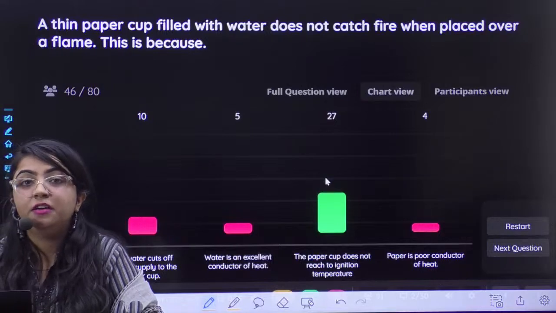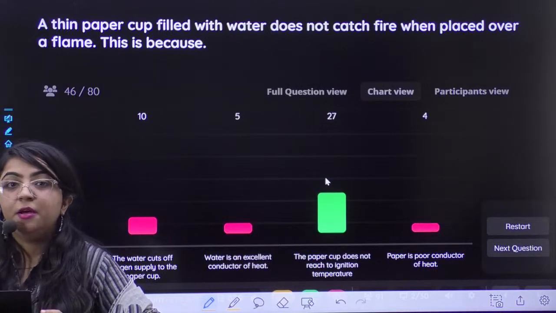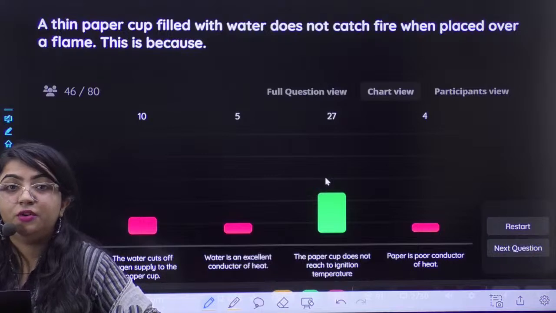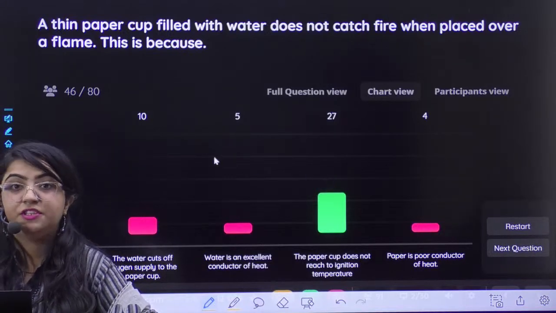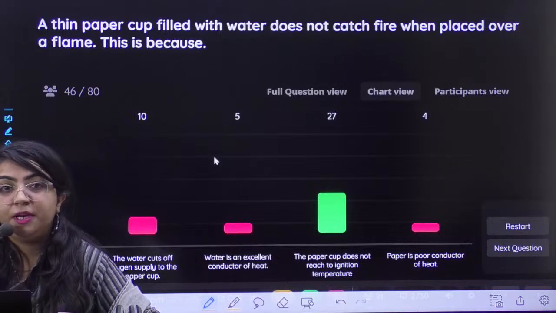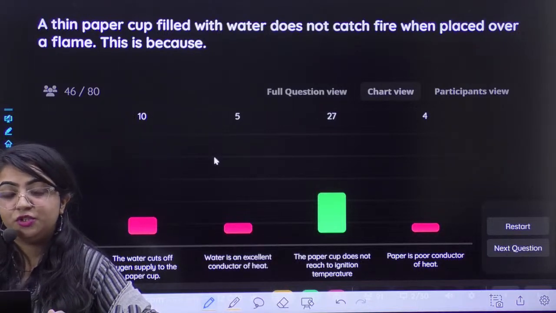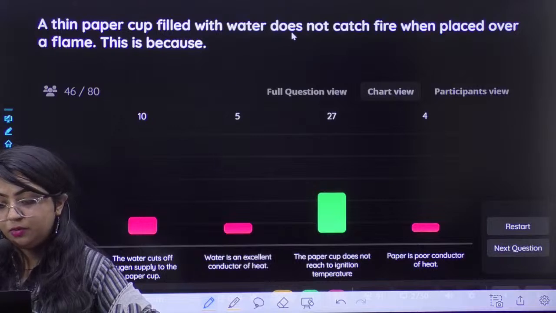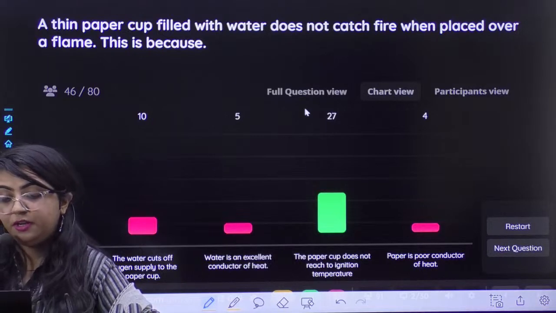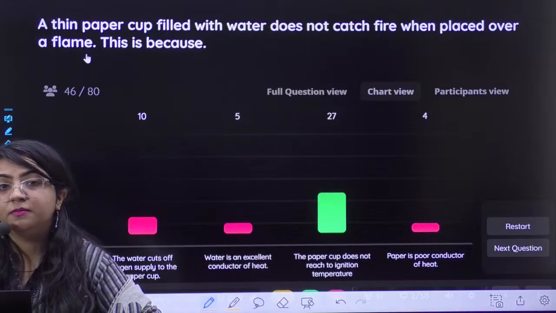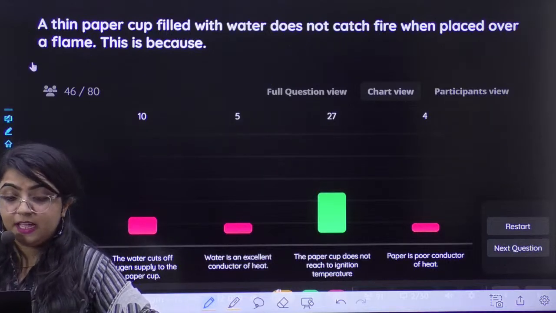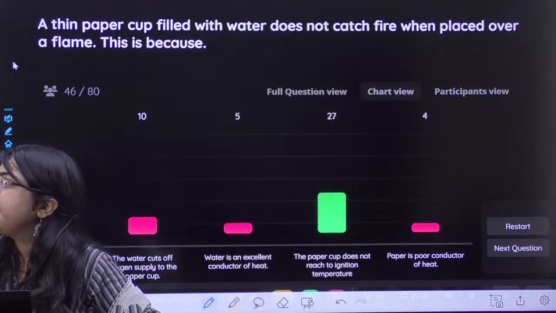So hence the paper cup does not reach the ignition temperature, because as we all know that water is a good conductor of electricity, but it lowers the temperature, due to which the temperature will not reach above its ignition temperature, which is the lowest or the minimum temperature for any substance to catch fire. Hence, due to this reason, the paper will not burn. Is it clear to all? If you have any doubt, please ask in the chat box.